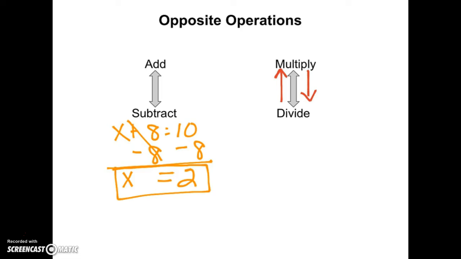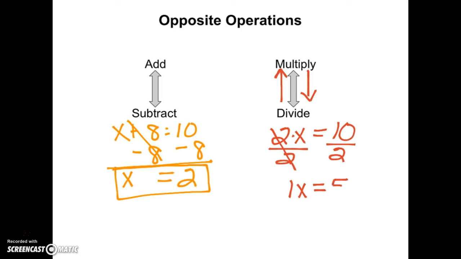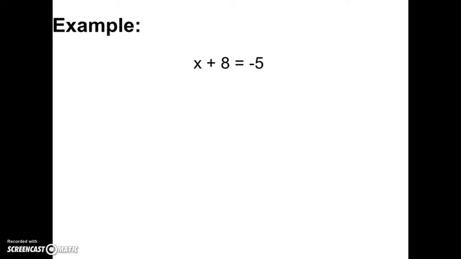An example for the second one: if I had 2x equals 10, notice I've multiplied here, so I have to divide by 2. There's an understood multiplication sign here, so I'm doing the opposite. I'm dividing by 2. 2 divided by 2 is 1, so I have 1x left here. And 10 divided by 2 is 5. So x equals 5. Okay, so let's look at some more examples.